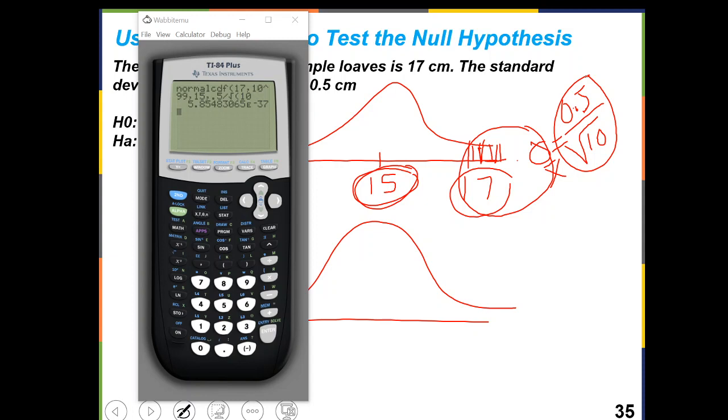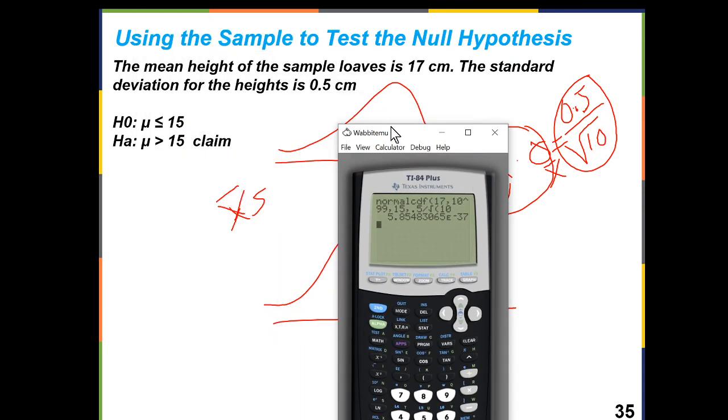So what do we say? Well, we say that we don't agree with the assumption. And the assumption was that mu is less than or equal to 15. So we're going to reject that and support the Baker's claim.